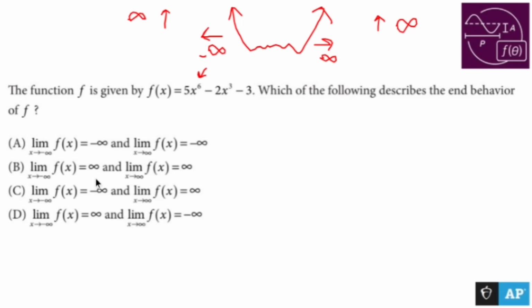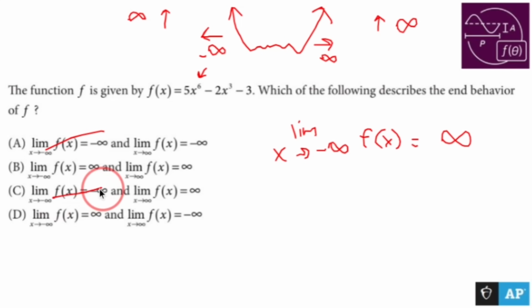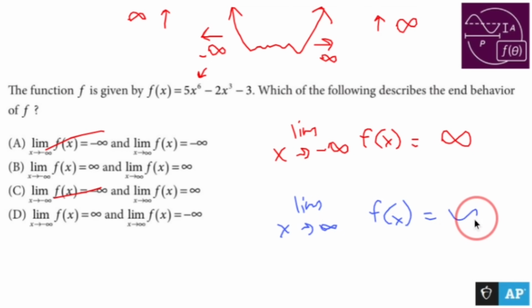Now, they want us to use limit notation. So we can say that the limit as x approaches negative infinity, which means I'm tracing to the left, of f of x is going to be positive infinity. My limit as x goes to the left is going way up here, which is positive infinity. Also, my limit as x approaches positive infinity is going upwards as well, which means it's going to hit positive infinity.